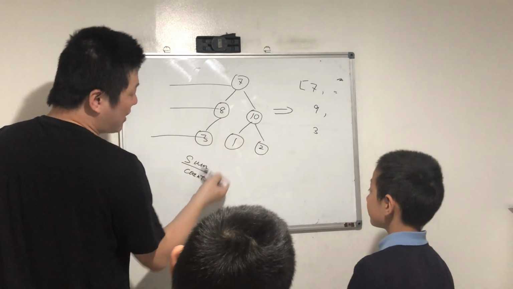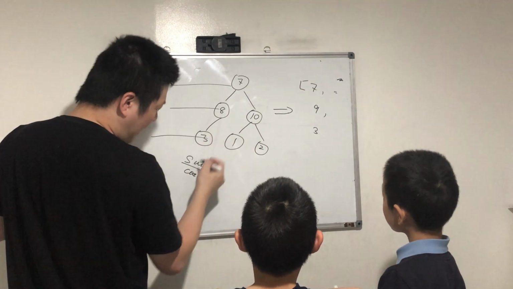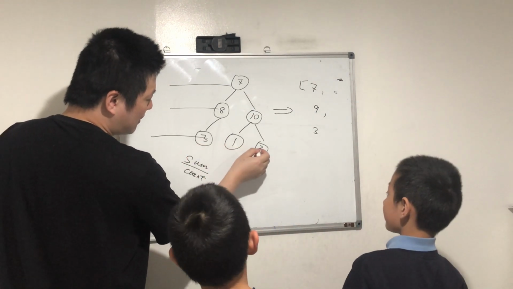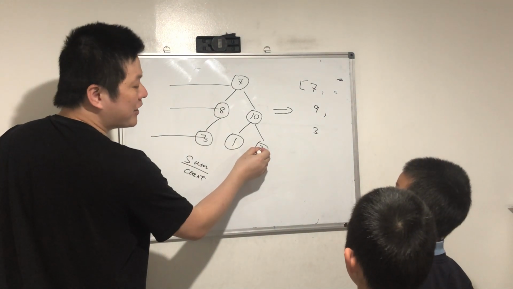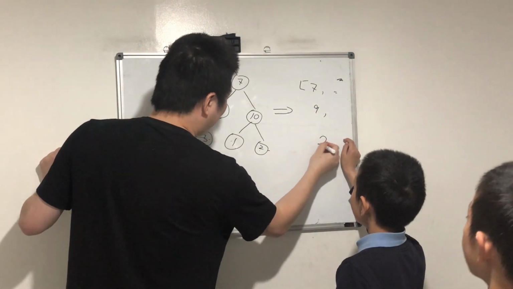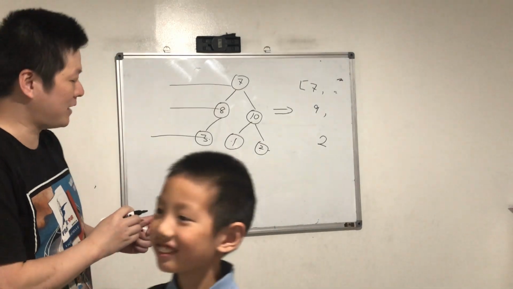How many nodes are in the sum? Sum is 7. One node, 7. So, eight plus ten is 18, divided by 2 is 9. And then 3 plus 1 is 4, plus 2 is 6, divided by 2 equals 3. No, by 3, that's 3 nodes. But it's supposed to be 2. Okay, sorry, yeah, you're right. Yeah, that's the mistake. Good job picking it up.